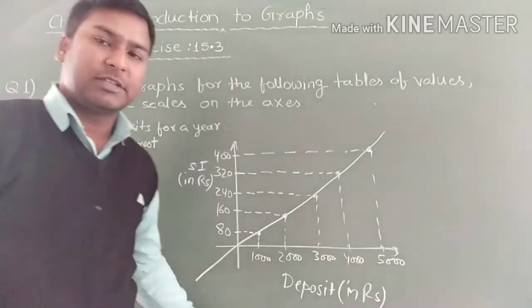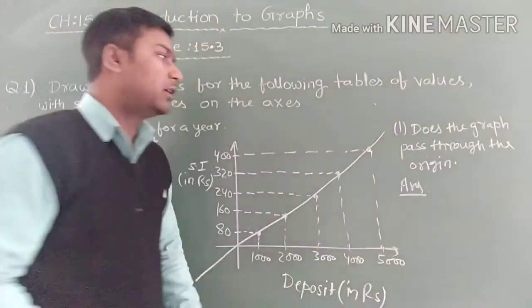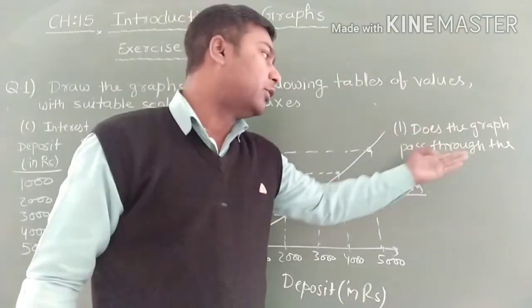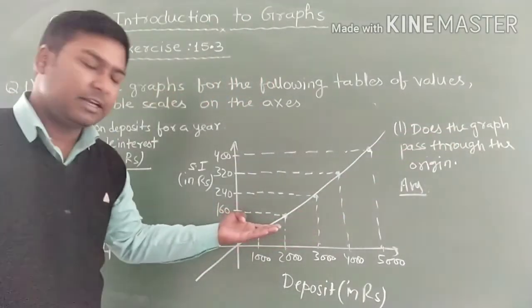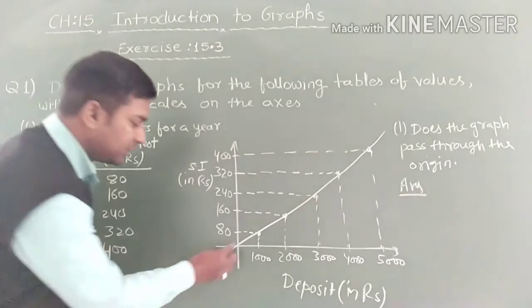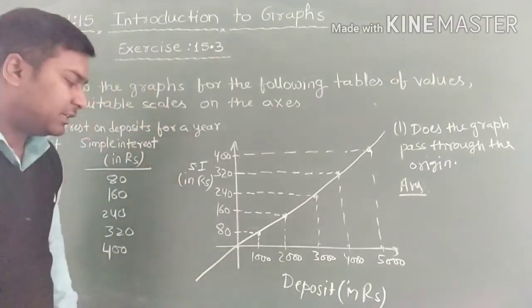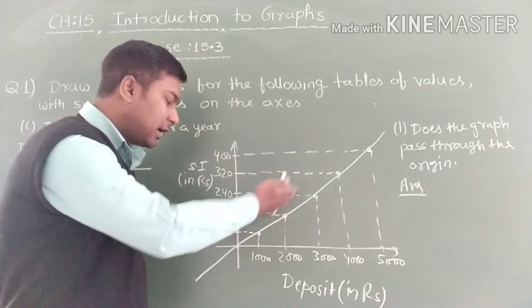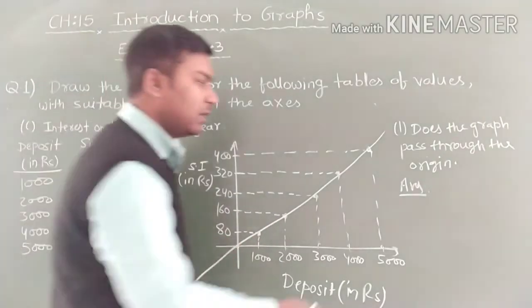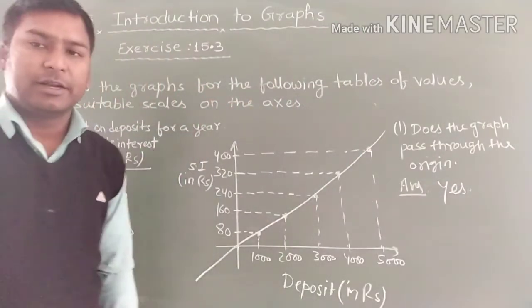Now some questions are given. Question number first: Does the graph pass through the origin? We can see clearly here the graph is passing through the origin, and this is the origin, where the coordinates are 0, 0. So the answer will be yes. Now next question.